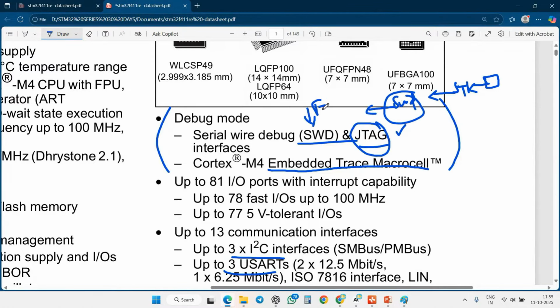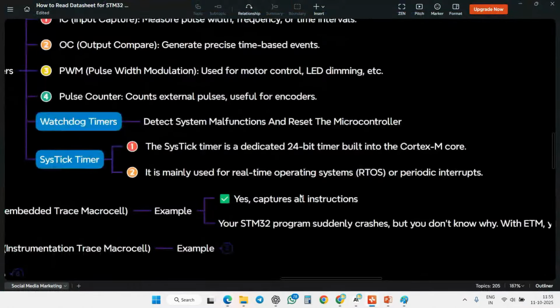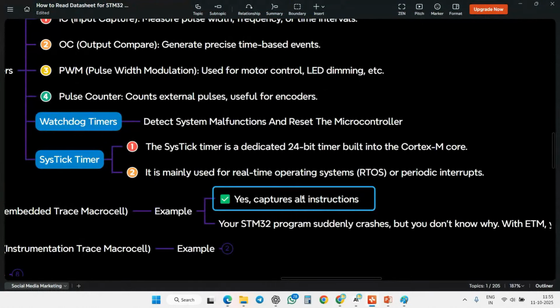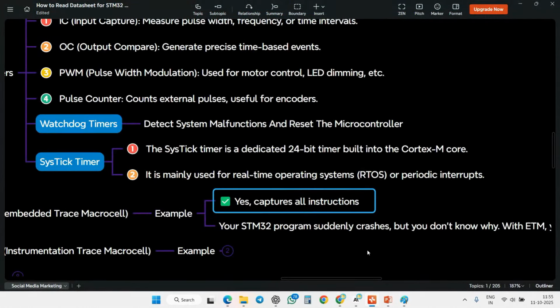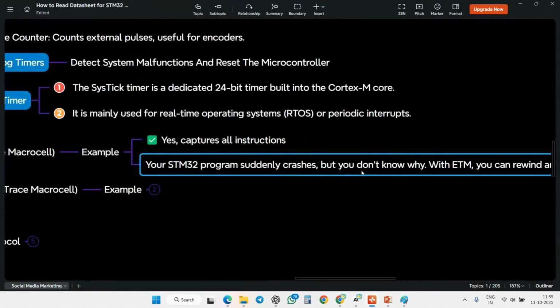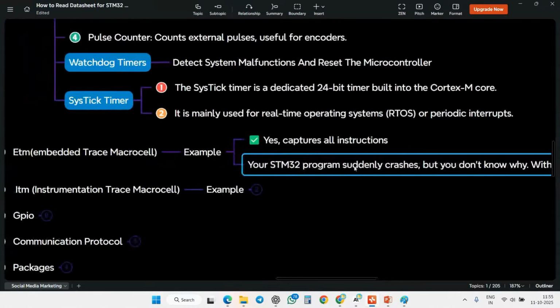And we have the parameter called ETM, the embedded trace macrocell. What is the purpose of the embedded trace macrocell? It captures all the instructions. Instruction is your data. All the data is captured and it is helpful for the processor.